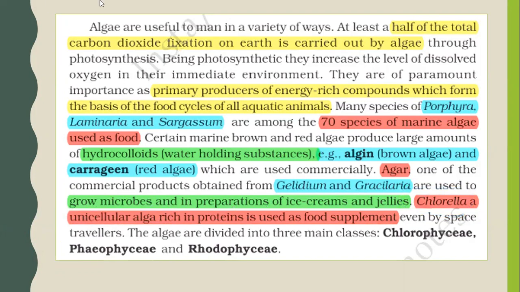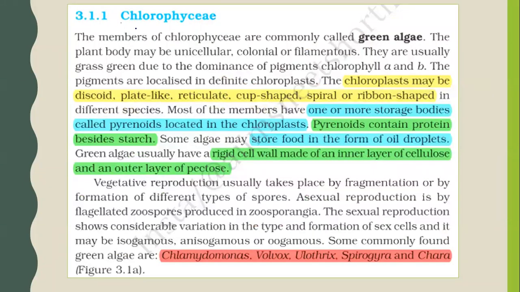Next, we are going to study the different classes of algae. First one is the Chlorophyceae, commonly known as the green algae. They have a dominance of the pigments chlorophyll a and chlorophyll b. The chloroplast is of different shapes: discoid, plate-like, reticulate, cup-shaped, spiral, ribbon-shaped, etc.